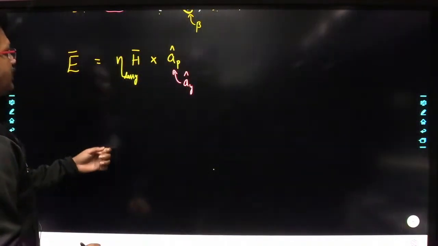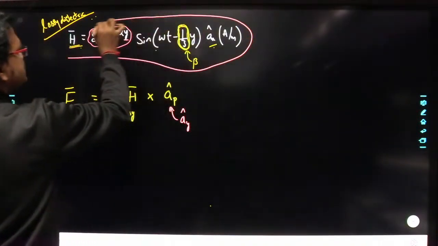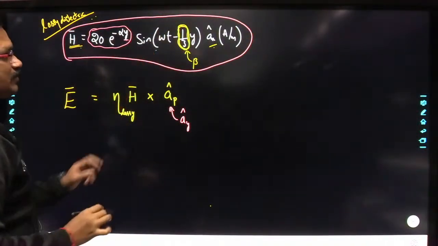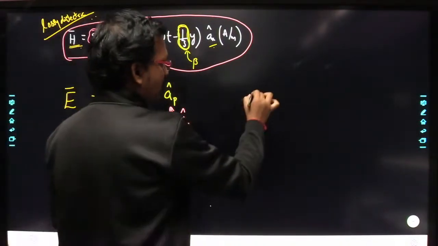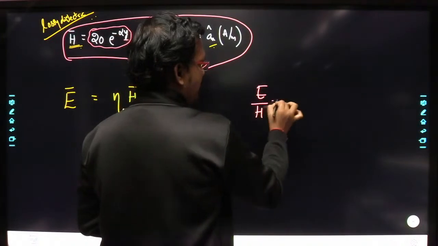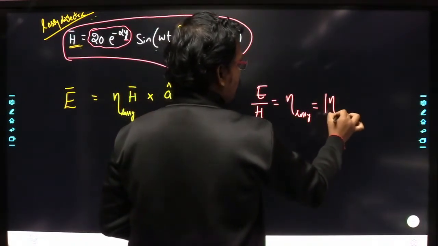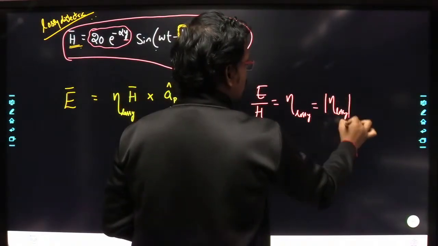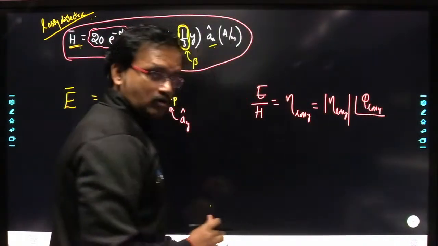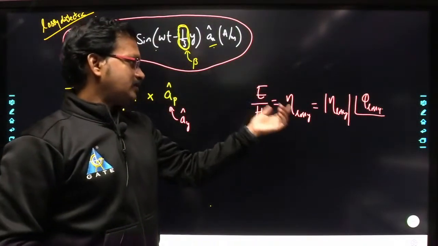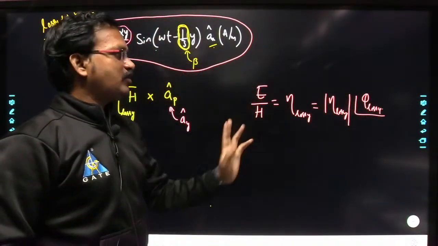Now here H bar is equal to 20 into e power minus alpha y into sine of omega t minus 1 by 3 y, ax cap. See, eta lossy, what I have told, is nothing but the E by H ratio, which is a complex quantity, so it is going to have both magnitude as well as phase shift. Understood? So this is the magnitude of eta lossy and this is the time phase shift between electric field and magnetic field.